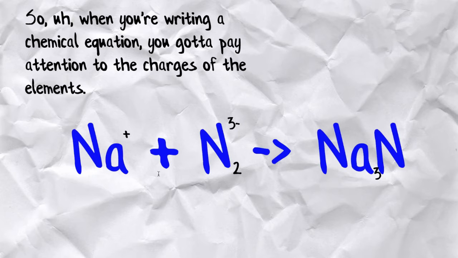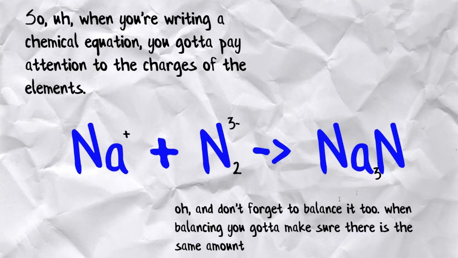So when you have charge, for example, the sodium, you get the charge from the nitrogen, and the nitrogen you get the charge from the sodium. Since the nitrogen has a charge of 3 negative, the sodium becomes Na3, and since the sodium has a charge of 1 positive, the nitrogen gets the charge of 1, so you don't need to write any subscript here.